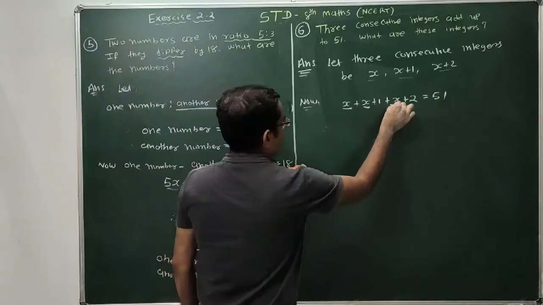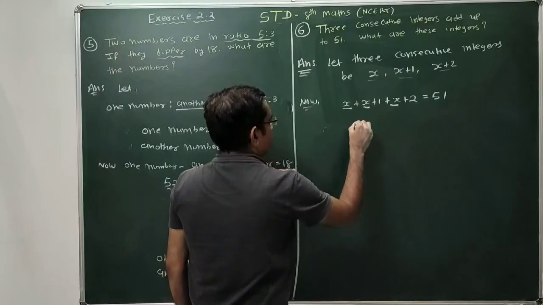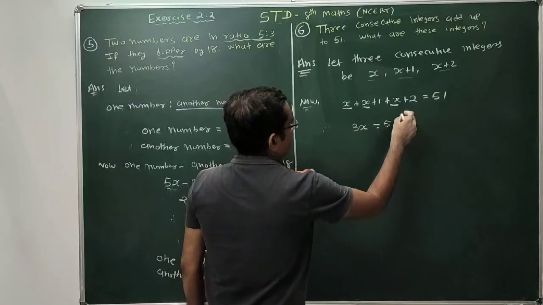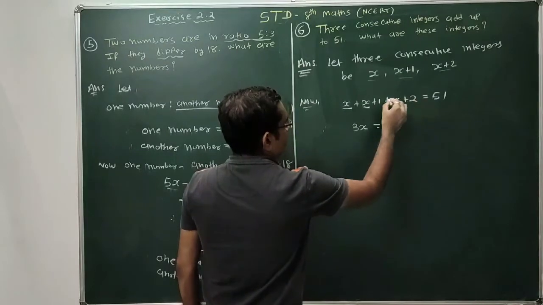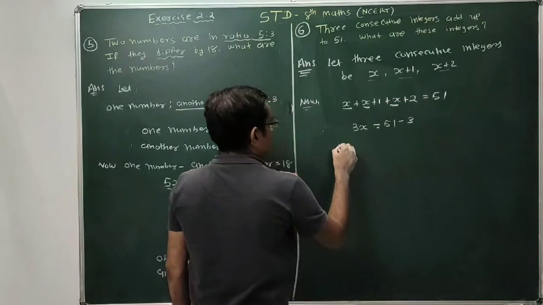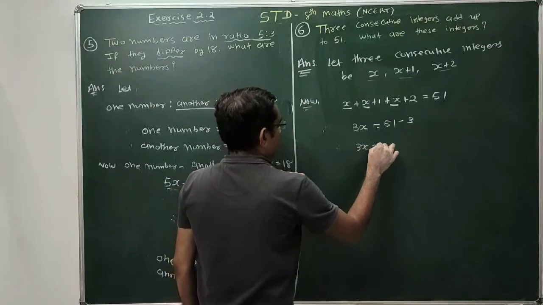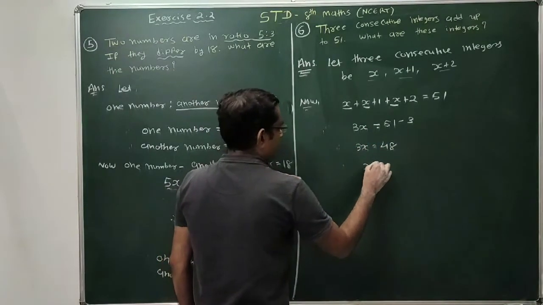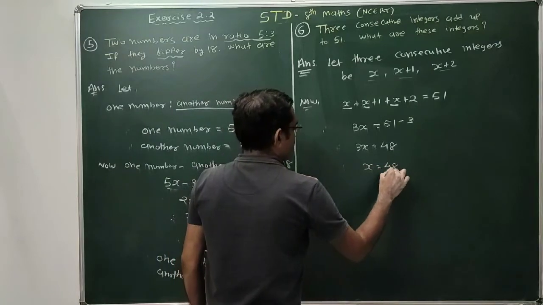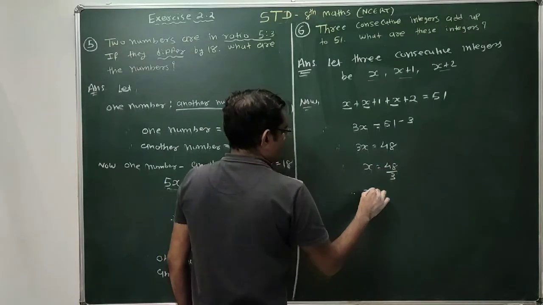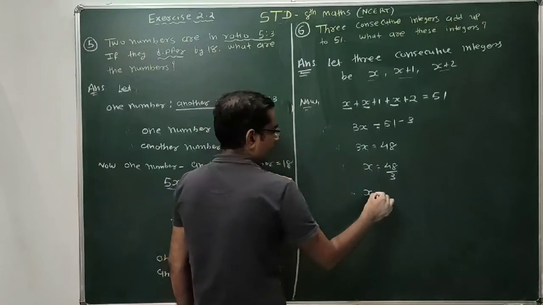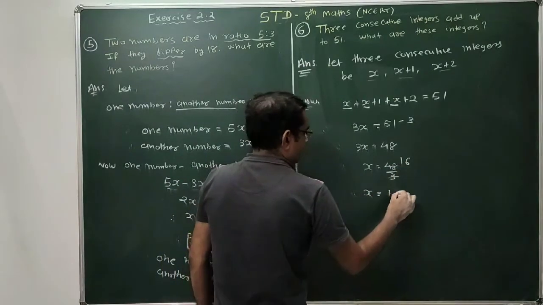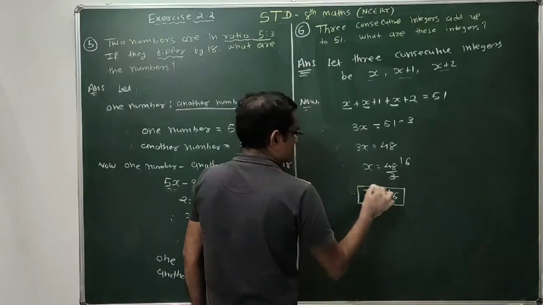So x plus x plus x, 3 times x, is 3x equal to 51 minus 2 minus 1, which is 3. Therefore 3x equal to 48. This 3 will go into division. So x equal to 48 by 3. Therefore x equal to 16, as 16 3s are 48. So we get x.